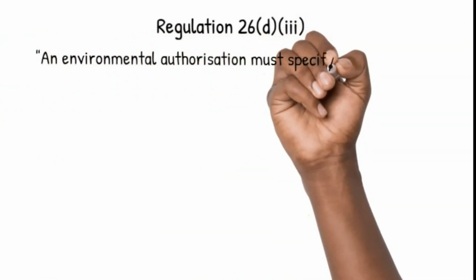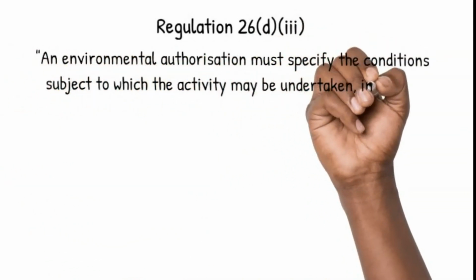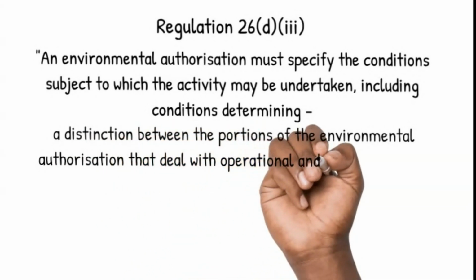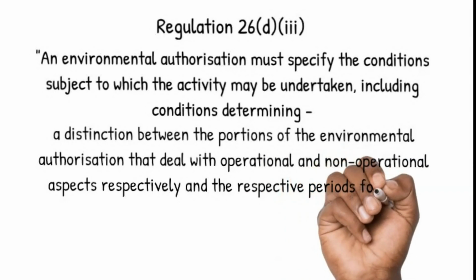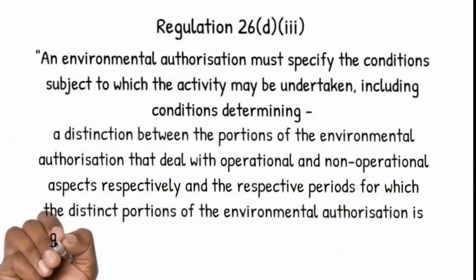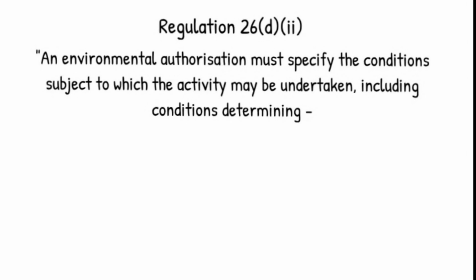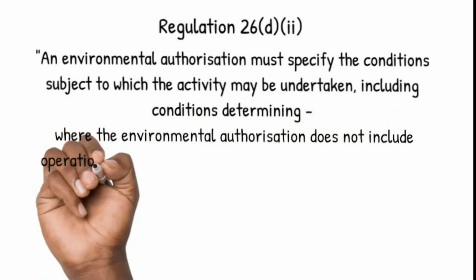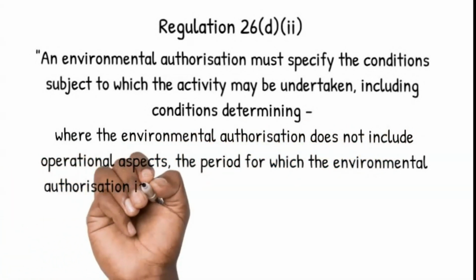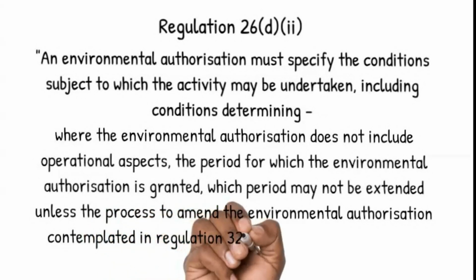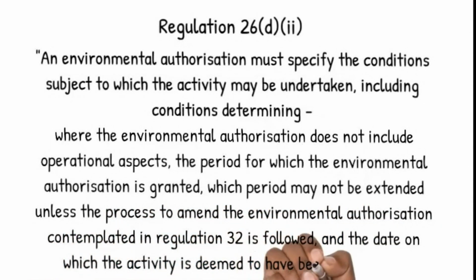Regulation 26D3 reads, an environmental authorization must specify the conditions subject to which the activity may be undertaken, including conditions determining a distinction between the portions of the environmental authorization that deal with operational and non-operational aspects, respectively, and the respective periods for which the distinct portions of the environmental authorization is granted, where the environmental authorization contains operational and non-operational aspects. And Regulation 26D2 reads, where the environmental authorization does not include operational aspects, the period for which the environmental authorization is granted, which period may not be extended unless the process to amend the environmental authorization contemplated in Regulation 32 is followed, and the date on which the activity is deemed to have been concluded.